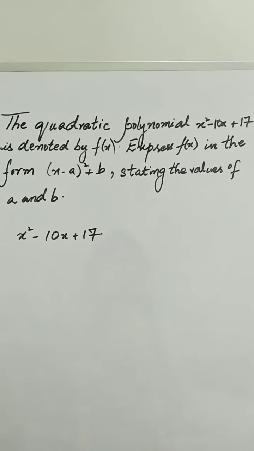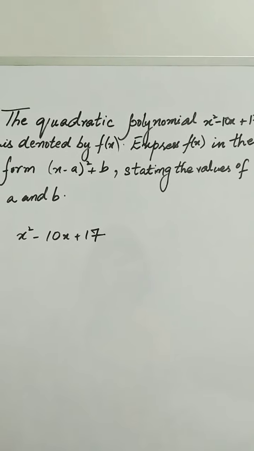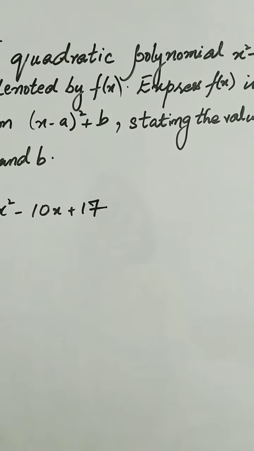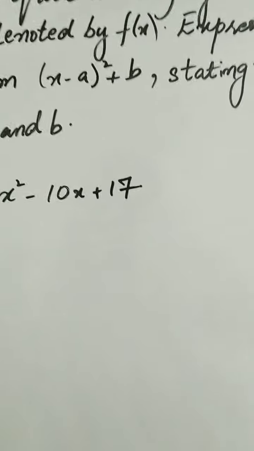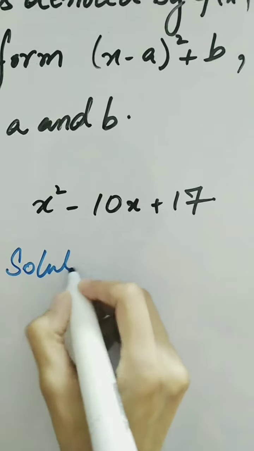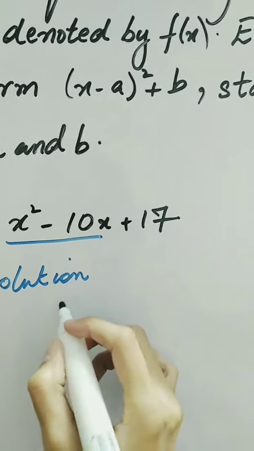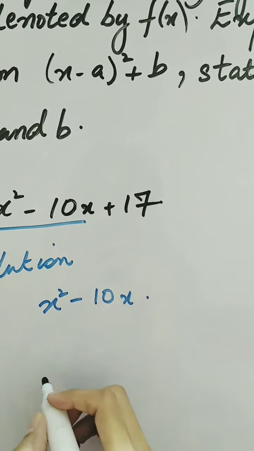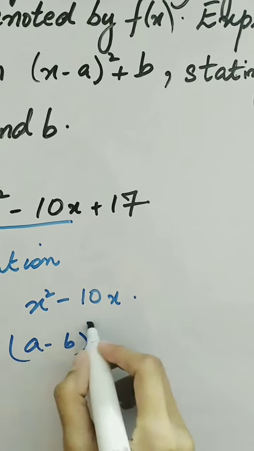Now look at another question here in which the quadratic polynomial x square minus 10x plus 17 is given, and we have to state it in a complete square form, or the form which is given here, which is x minus a whole square plus b. It's a complete square form. So in order to convert it into the given form, we just have to take the first values of these equations, which is x square minus 10x, and convert it into a formula which is a minus b whole square.